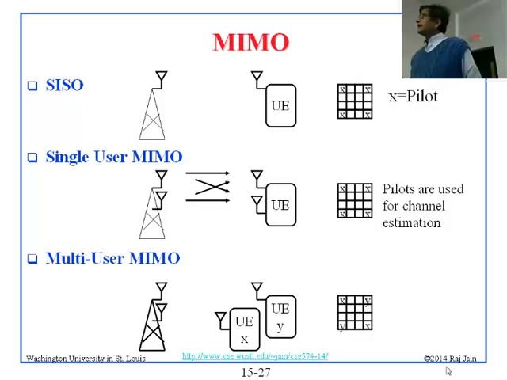If you have a single antenna, this is called SISO, single input, single output. And in the case of either OFDM or SC-FDMA, what you do is you put the pilots, let's say, at these locations. So X are the pilots. So these are well-known locations. When the signal goes there, by looking at the pilot, we can figure out where it is coming from.